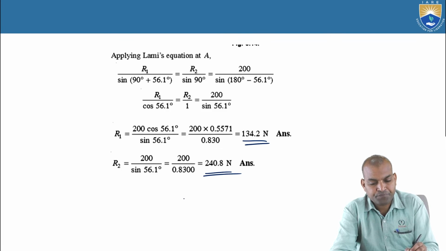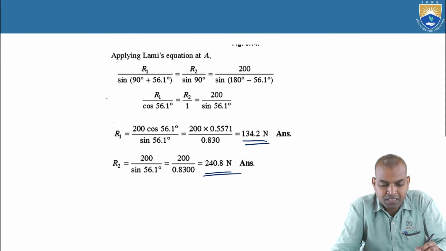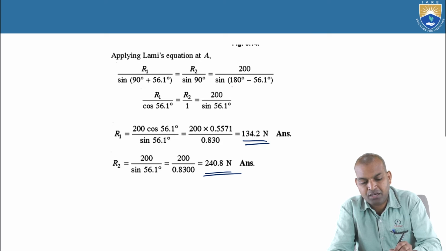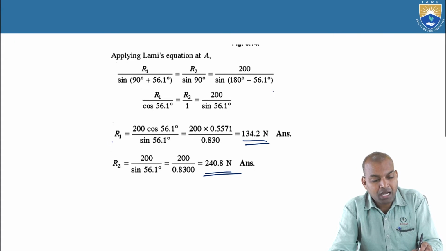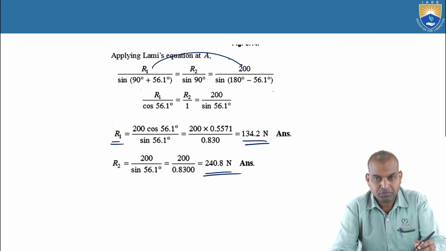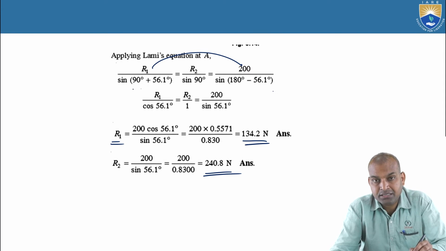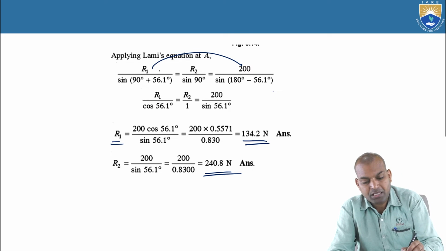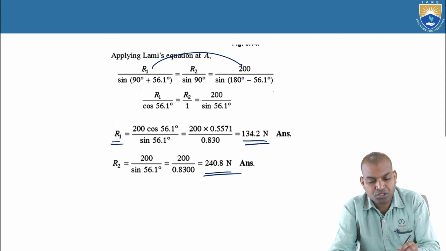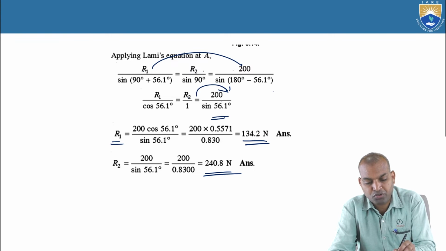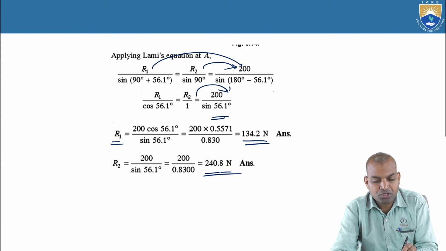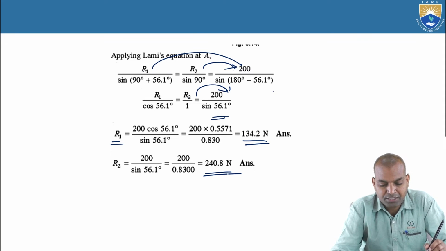That is angle ABC. After that, apply Lami's theorem: R1 by sin of (90 plus 56.1), R2 by sin 90, equal to 200 by sin of (180 minus 56.1). R1 comes from sin of 146.1 degrees, and R2 equals 200 by sin 56.1. You equate, and then R1 and R2 are calculated as 134.2 newtons and 240.8 newtons.